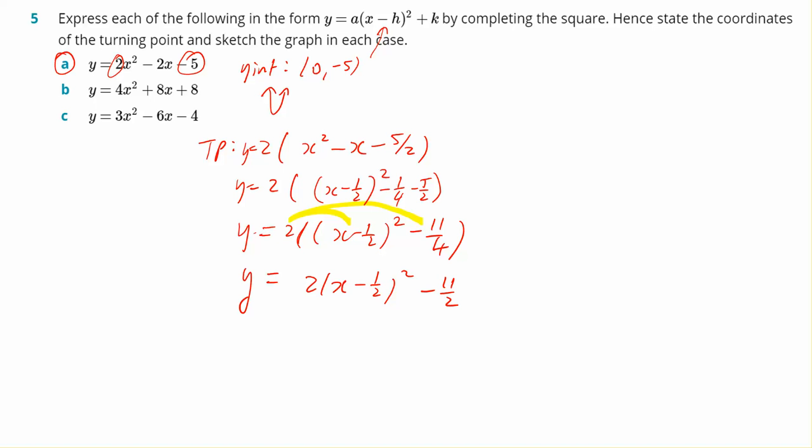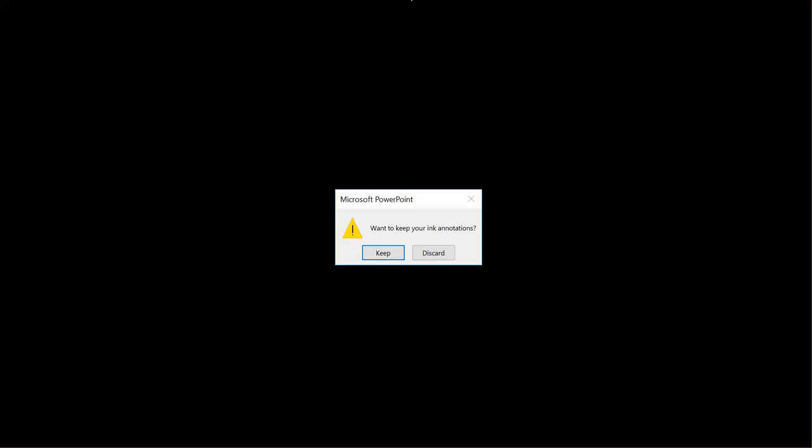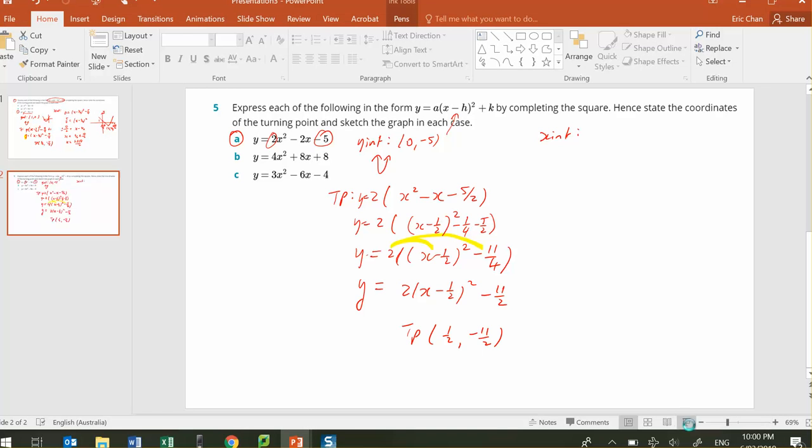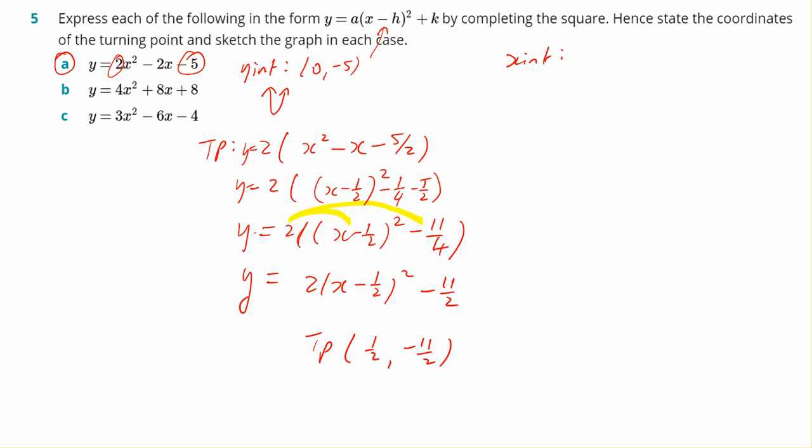Great, one bracket, normal. So my turning point would be positive a half, opposite to what you expect, and the same as what you expect for the y coordinate. So to get the x-intercepts, I let y equal 0. So I'm literally making this y here 0, and I'm rearranging and solving for x.